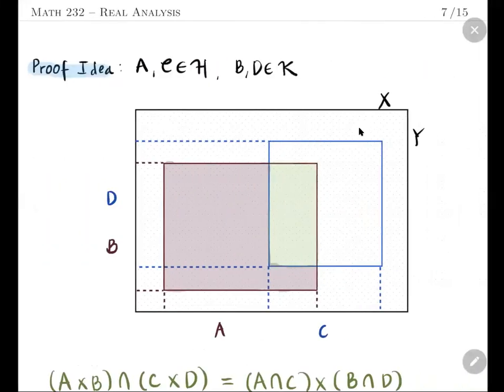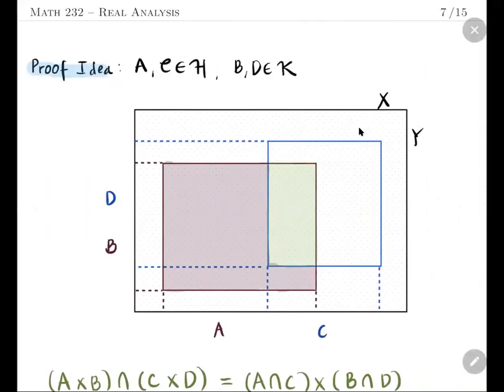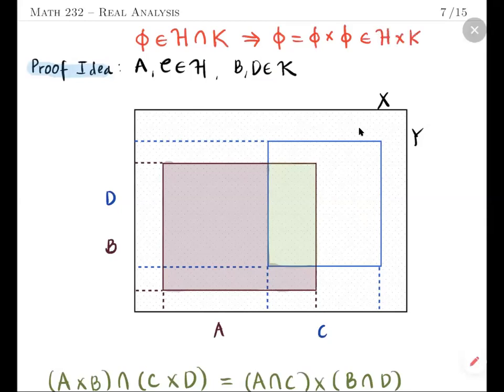Okay. I will give the idea of the proof and leave the technical details to you to write. Okay. First, we know that the empty set belongs to H and it also belongs to K because H and K are semi-rings. This implies that the empty set, which is the Cartesian product of the two empty sets, is in H cross K. And this is basically SR1.